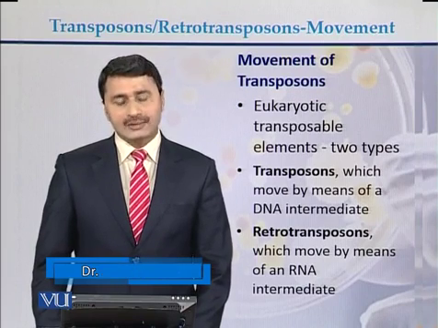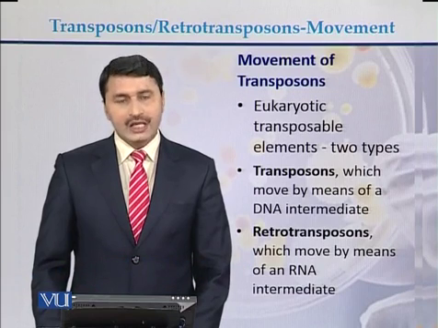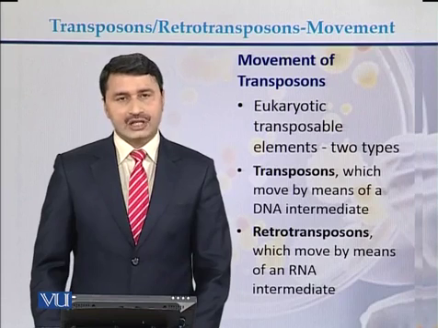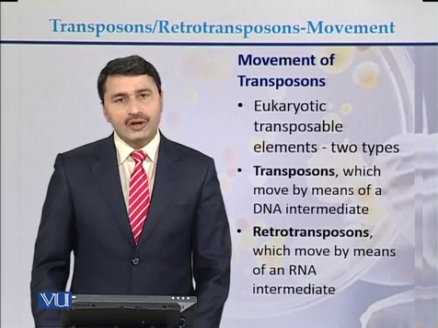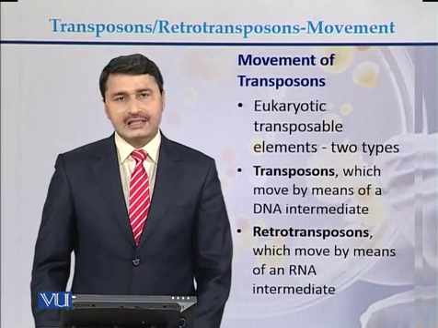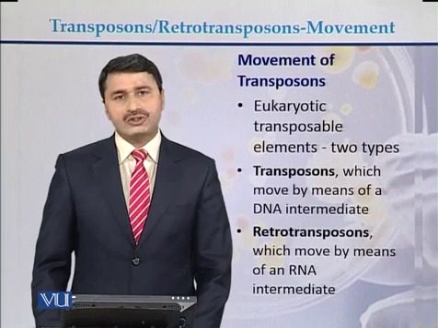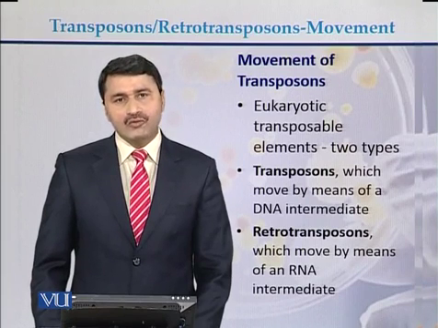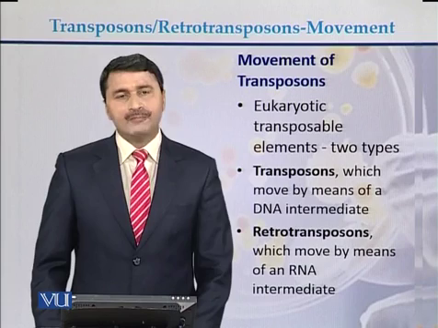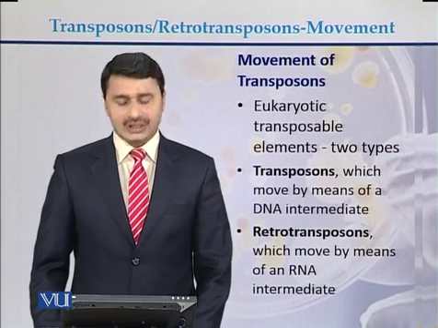So there are two types of transposons in the case of eukaryotes. The first category is called transposons, which move with the help of DNA, or the DNA acts as intermediate. The second category is retrotransposons, where the DNA moves from one place to another through RNA intermediates.